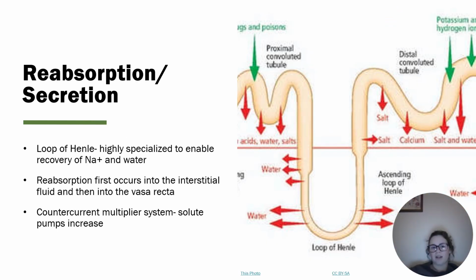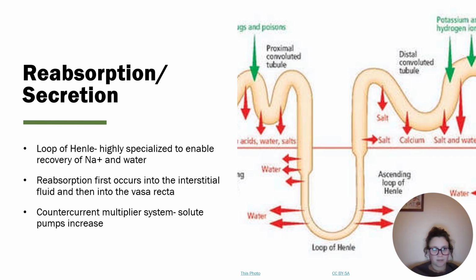And then we move on to reabsorption and secretion. And this is where we get more in depth on the loop of Henle. It's highly specialized to enable recovery of sodium and water. The reabsorption first occurs in the interstitial fluid, and then it flows into the vasa recta. And the countercurrent multiplier system basically shows that solute, which is like the sodium in your urine, the pumps increase. So I have a bigger picture on the next slide.